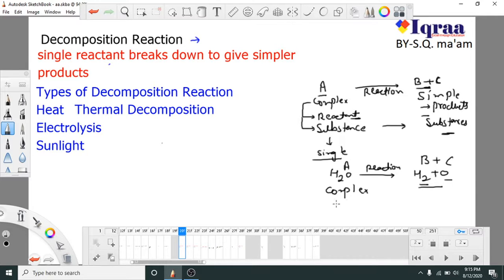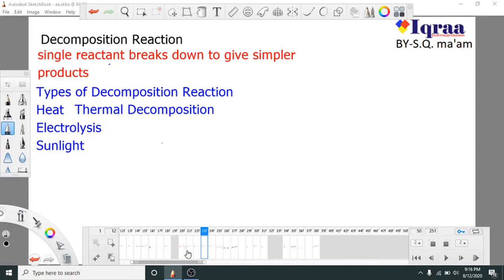So this is a complex reactant which will produce simple products, 2, 3, 4 or more, and H2O is a single substance. It is a single one. We know that H2O is a single substance, and it will break into two simple substances. So here we have to use one, and here we can use 2, 3, 4, depending upon the reaction. There are more reactions. We can take an example.